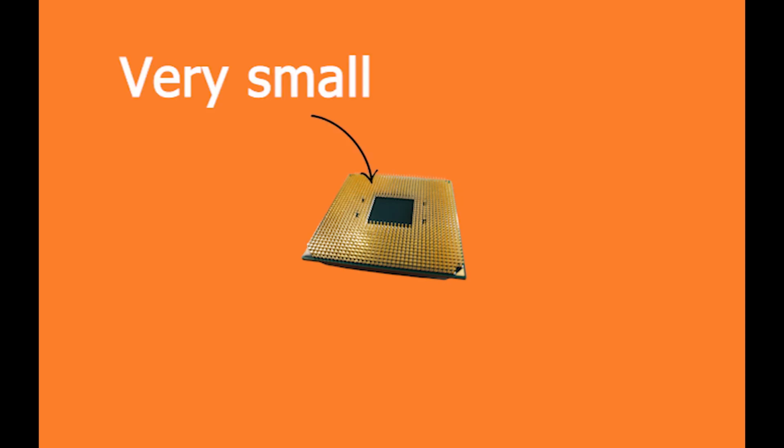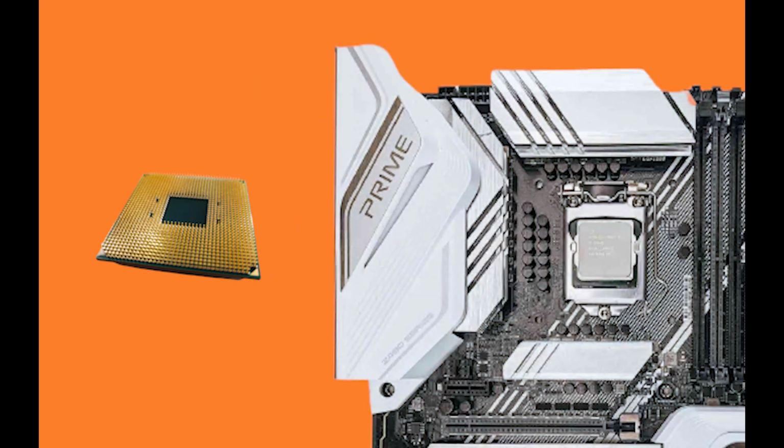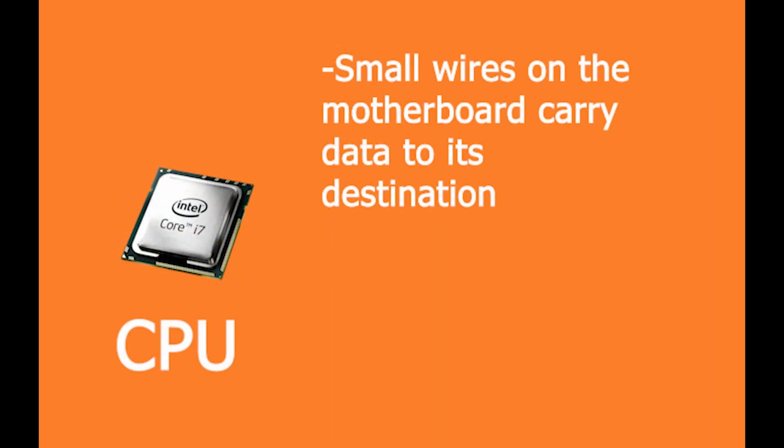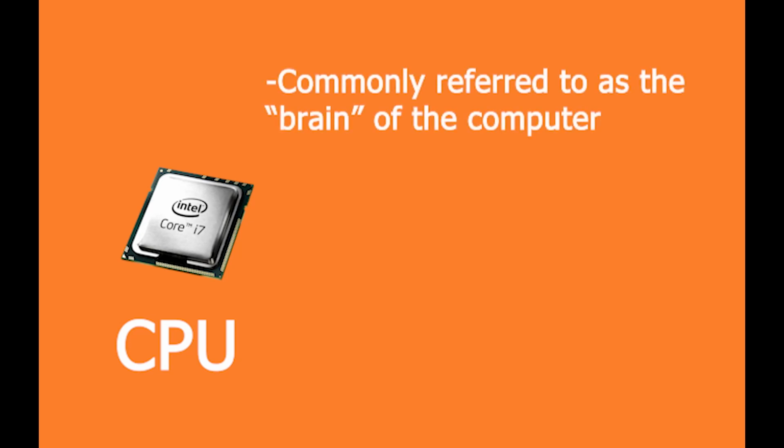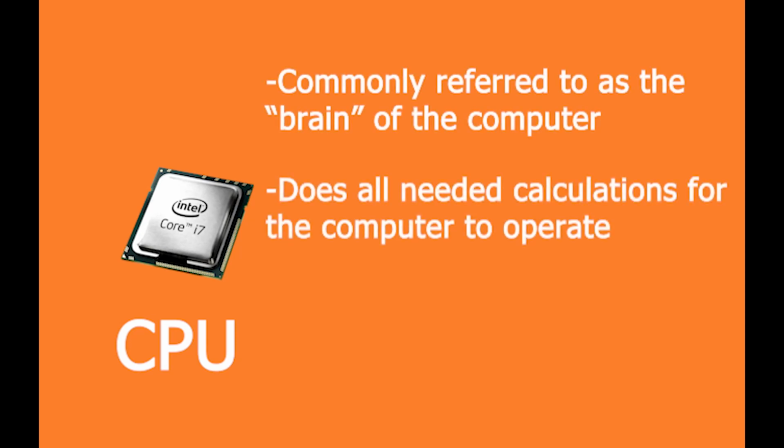The CPU sends out and receives data via tiny pins on the bottom of the processor that insert into a designated socket on the motherboard. From there, the miniature wires on the board carry the data to their destination. It is often referred to as the brain of the computer, which is justified by the fact that it does most of the thinking and commanding in the system.